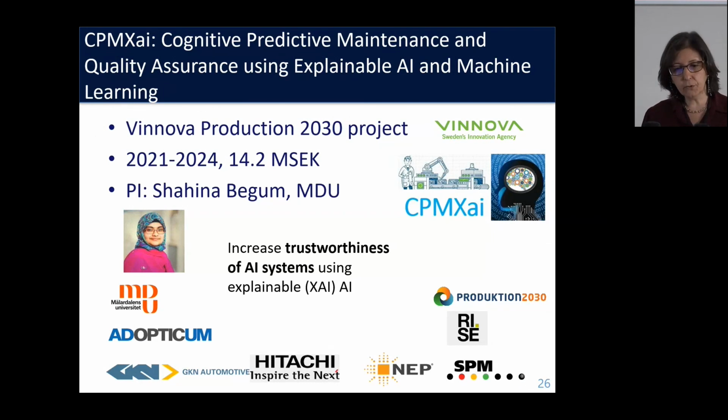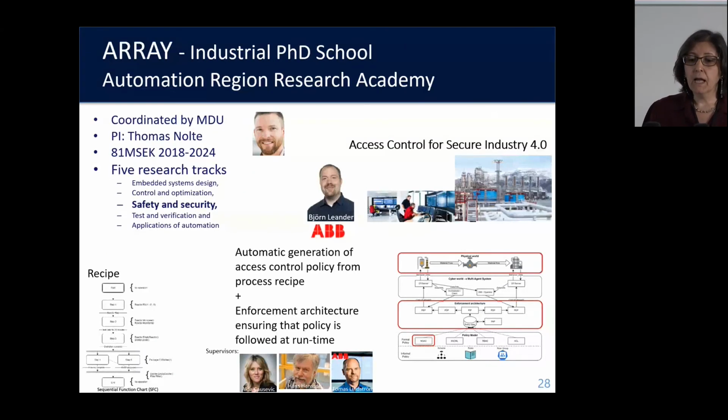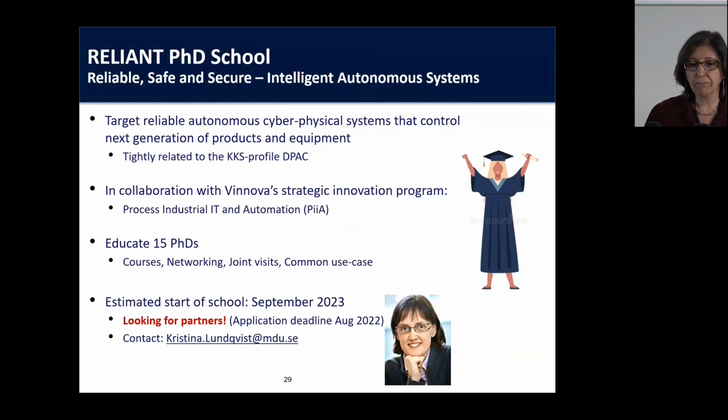And we have our AI group, like Shahina is working on increased trustworthiness of AI systems using explainable AI. And we have another European project led by Mubin, who is working on transparency for AI security and again, explainable AI for air traffic management systems. Apart from the research projects, we have our industrial PhD students, for example, Are, and we have Bjorn working on automatic generation of access control policy and enforcement architecture, ensuring that policies followed at runtime.